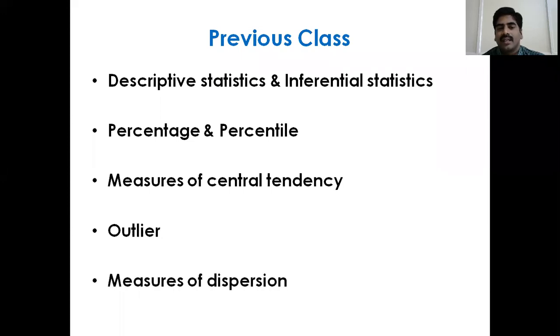Next, finally, I explained about measures of dispersion and various techniques: range, standard deviation, mean deviation, and interquartile range. If data contains the outliers, we have to choose interquartile range in measures of dispersion.